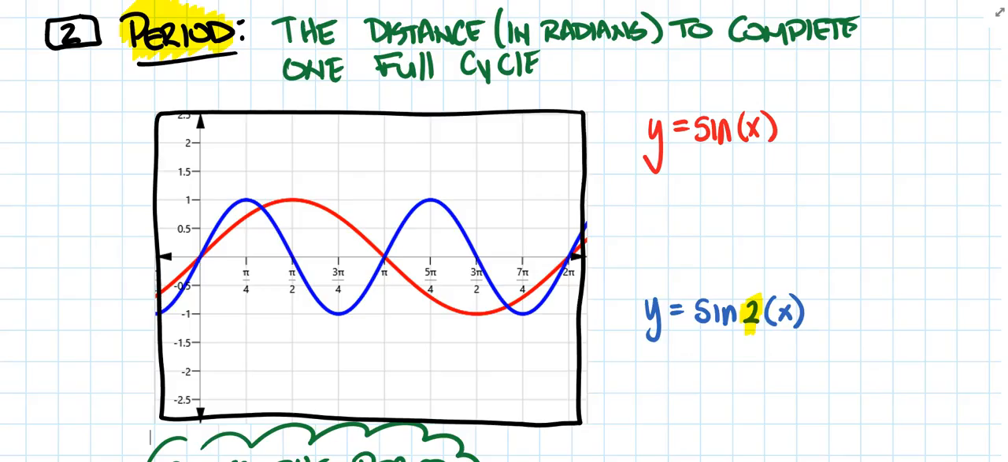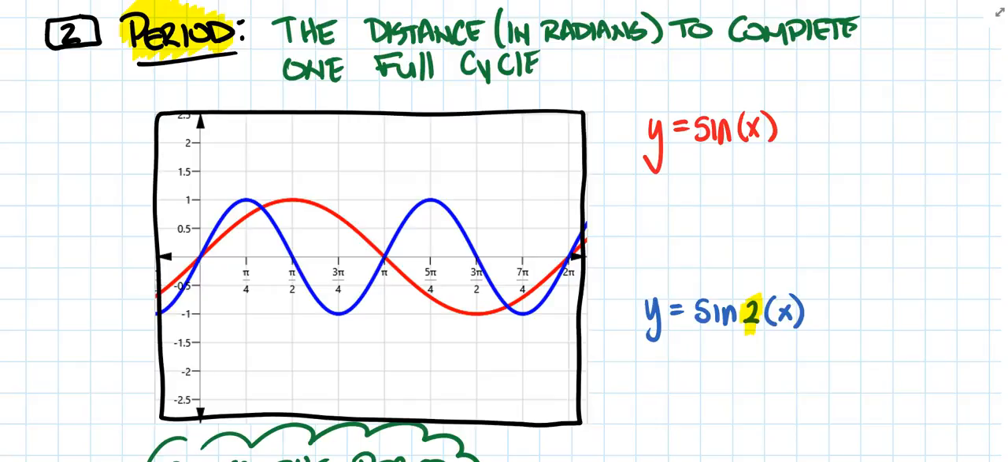Okay, box number 2 is all about the next concept, which is period. The period is defined as the distance, which is usually in radians, to complete one full cycle. And again, I have 2 graphs for you. I have the very basic graph in red, which is sine of x, and then I have a graph in blue, which is the sine of 2x.